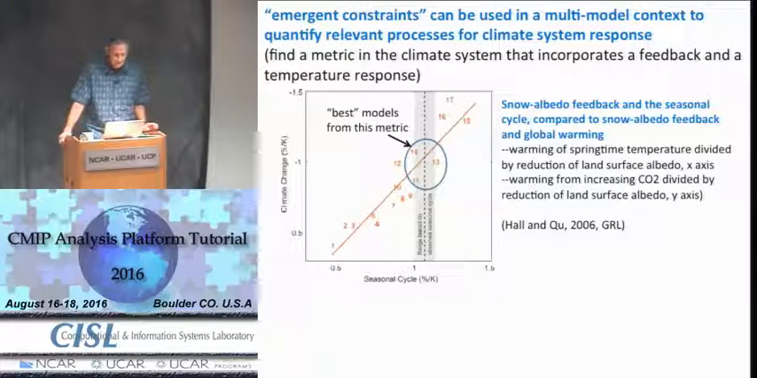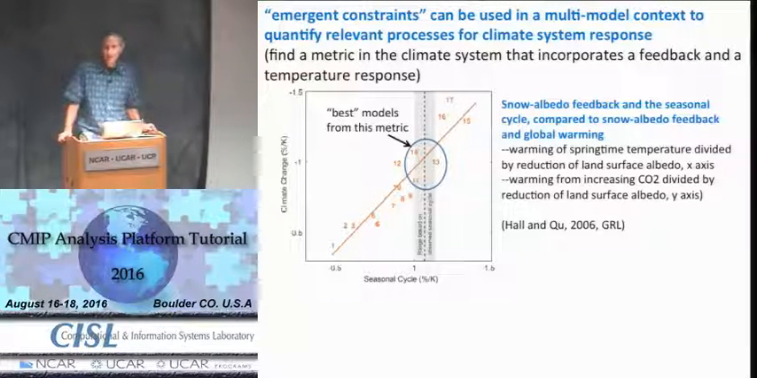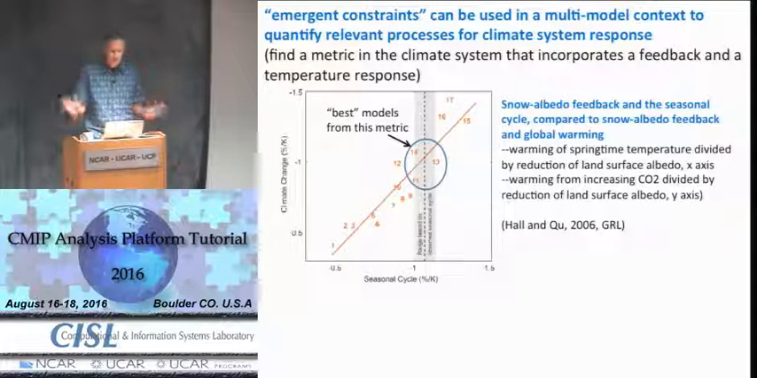There's another interesting feature that's come around in the last few years called emergent constraints. And this is another way to evaluate a multi-model ensemble. The interesting thing about this is you're trying to look for something in the observations that can give you some clues as to how well the models are simulating something. And usually you try to find a metric in the climate system that incorporates a feedback and some kind of temperature response. But you can use this in a number of different applications.